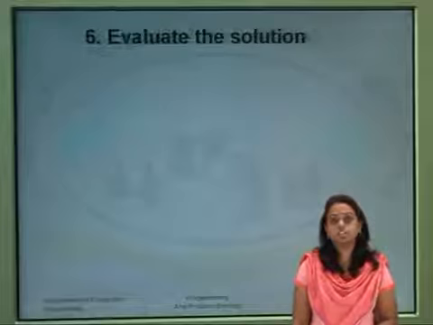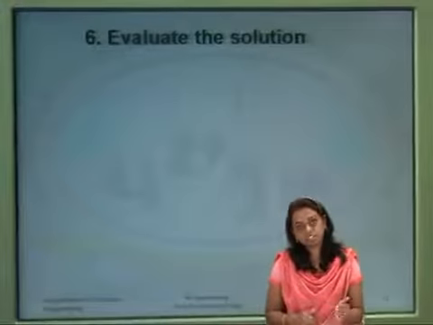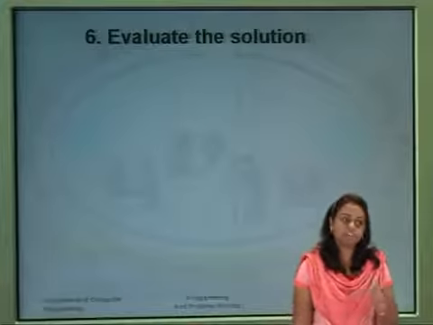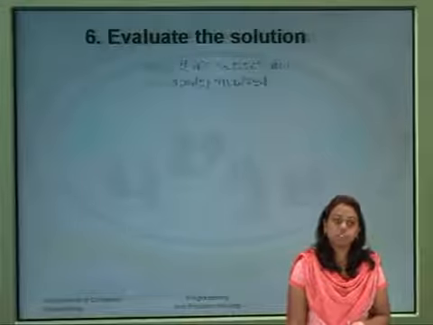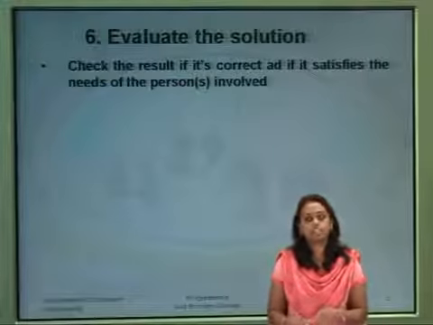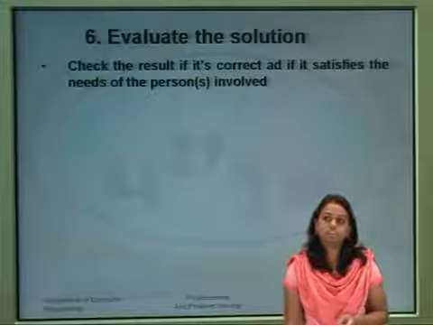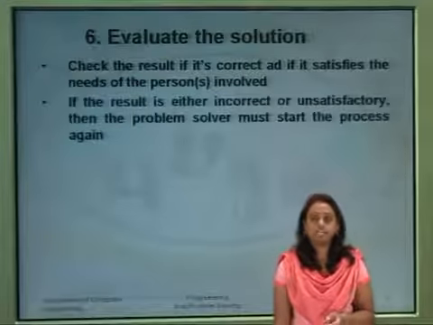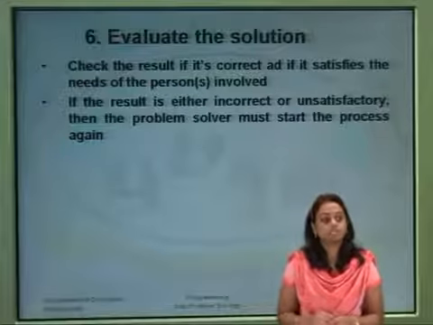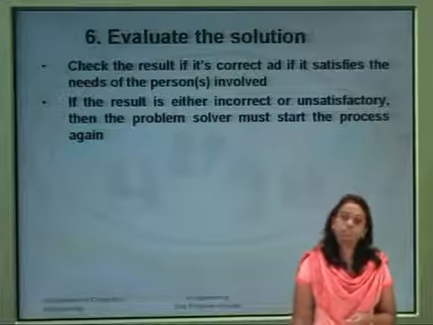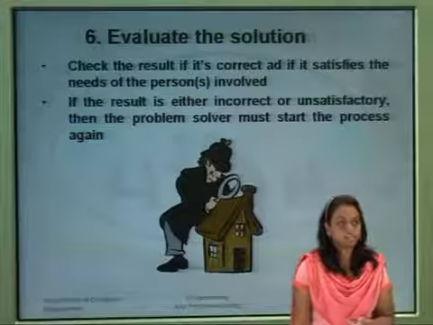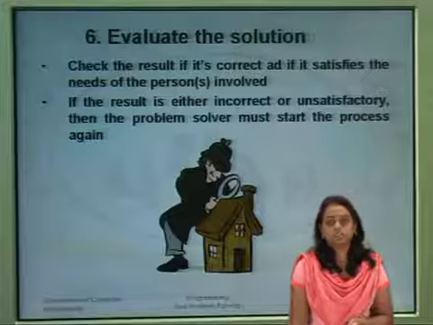The last step is evaluating the solution. Now you have listed down the instructions, you have designed the solution. Now you need to evaluate whether we are going in the right direction or not. So check the result if it's correct and if it satisfies the needs of the persons involved. Secondly, if the result is either incorrect or unsatisfactory, then the problem solver must start the process all over again. That is, these are the 6 steps related to problem solving.